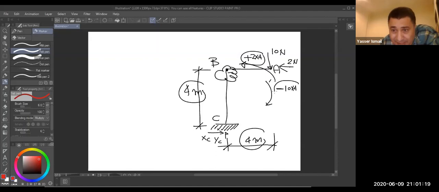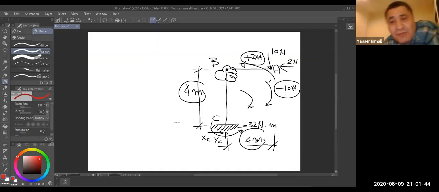The moment here is equal to what? If this moment is in this direction, that means this moment will be in this direction. See? The result is what? Minus 40 plus 8. This is minus 32 Newton meter.